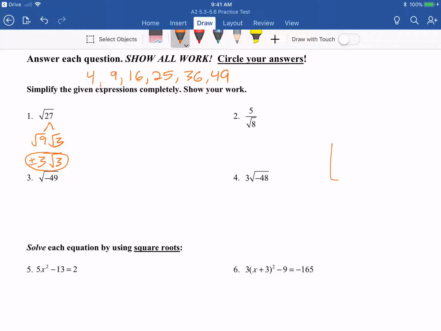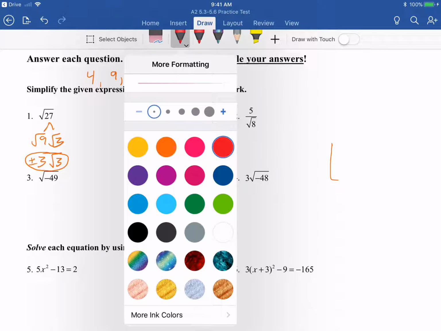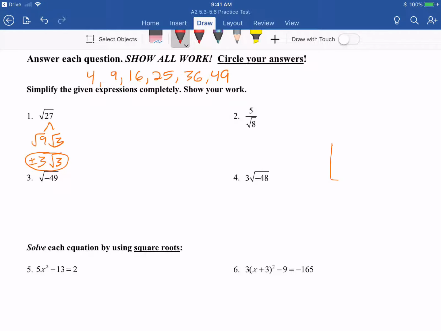All right, number 2 is 5 over the square root of 8. We do not like this square root on the bottom, so we can't have square roots on the bottom. We have to make sure that we multiply by the square root of 8 to get it out of there, so we multiply by the square root of 8 on the top and the bottom. The reason we do that is the bottom becomes the square root of 64, and I know the square root of 64 is 8.